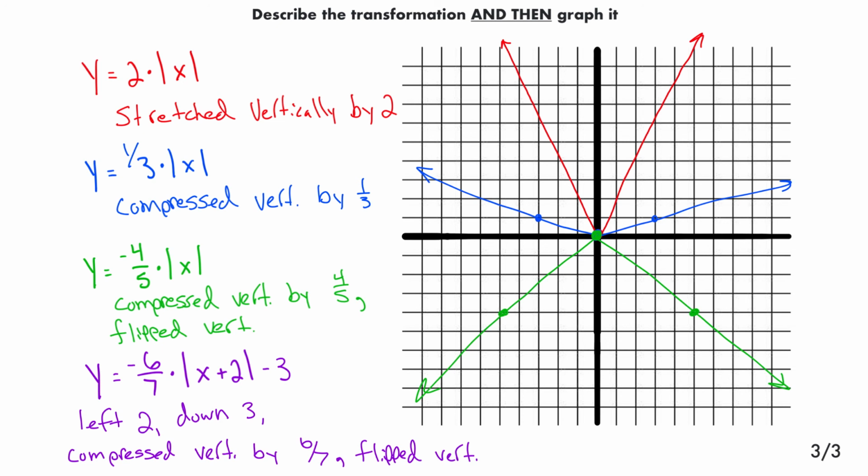So, time to graph. Left 2, down 3. 1, 2, 1, 2, 3. There's my vertex. And then it's going to go down 1, 2, 3, 4, 5, 6. And then right 1, 2, 3, 4, 5, 6, 7. Left 1, 2, 3, 4, 5, 6, 7. Here's my graph. And we are done.